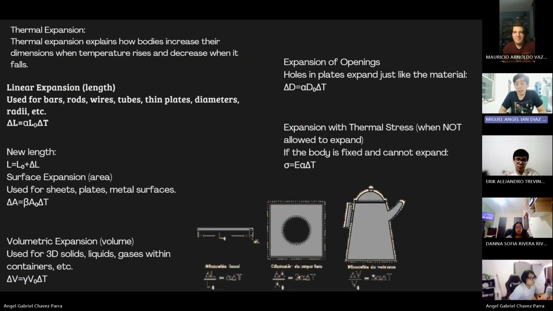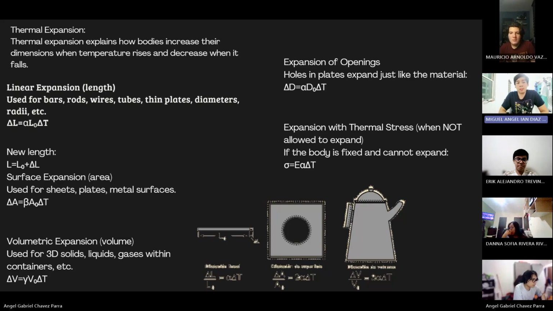Okay, now we can watch the definition of thermal expansion. Thermal expansion explains how bodies increase their dimensions when the temperature rises and decrease when it falls. Linear expansion, length, used for bars, rods, wires, tubes, thin plates, diameters, etc. Delta L, variation in length or change in length. Alpha, linear thermal expansion coefficient of the material.